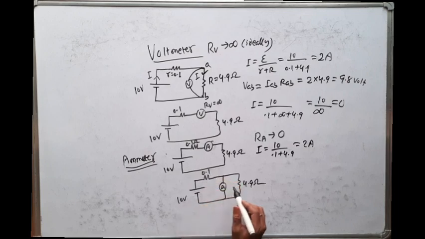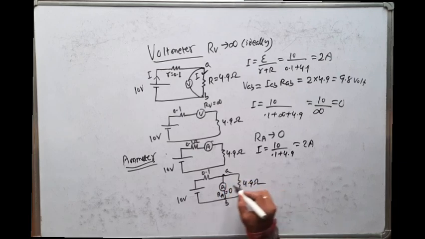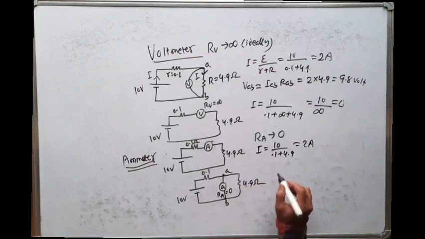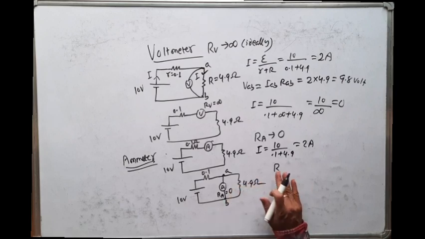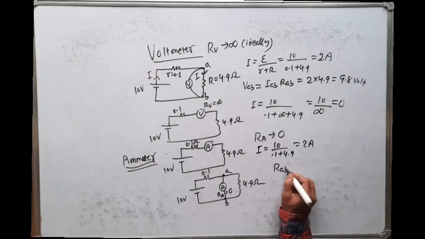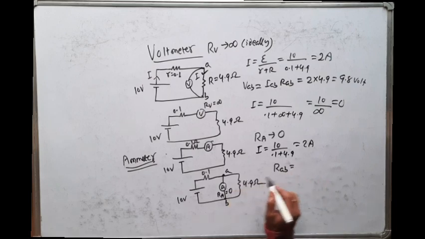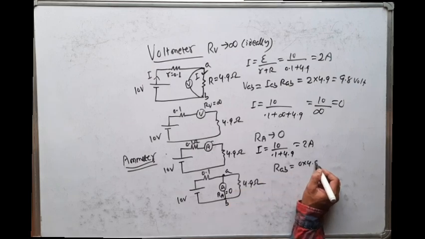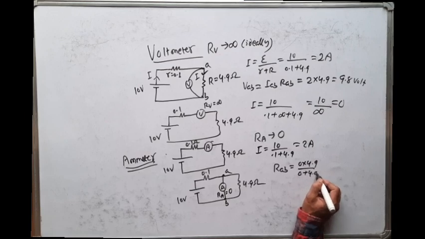You see, if I connect the ammeter wrongly in parallel with the load, the resistance of the ammeter is 0. Let us say this is point A, this is point B. Then what is the equivalent resistance across A and B? This is 0, this is 4.9. So the equivalent resistance across A, B is equal to R1 into R2 by R1 plus R2, that is equal to 0.